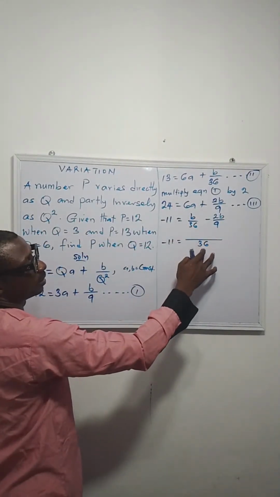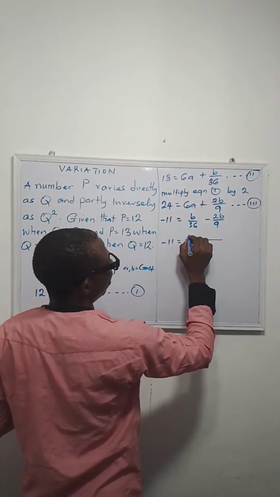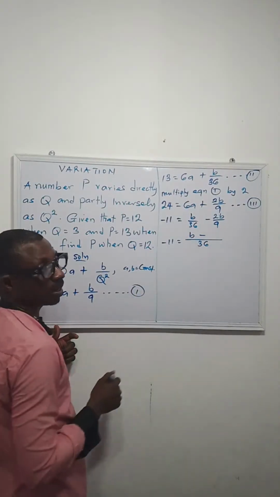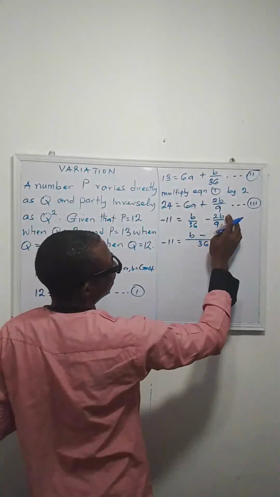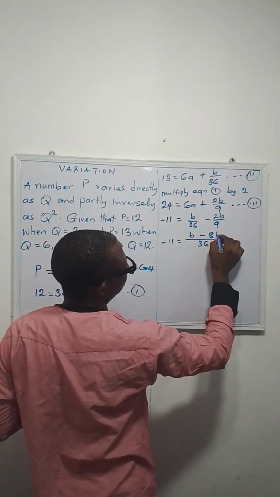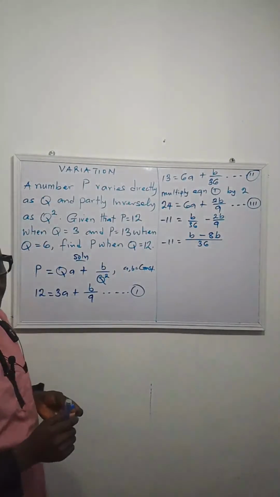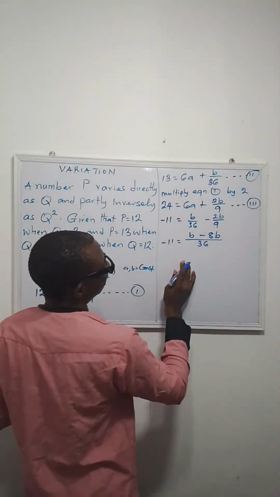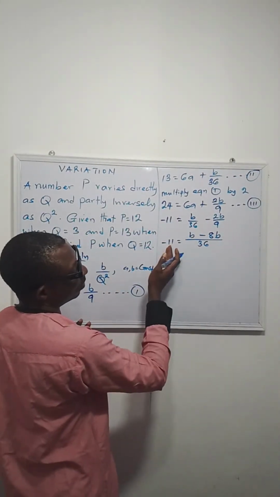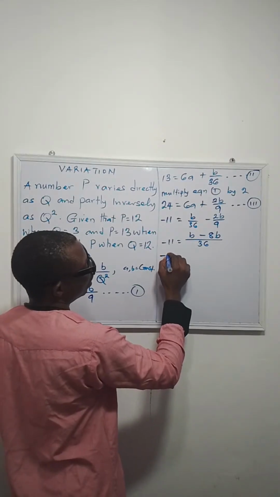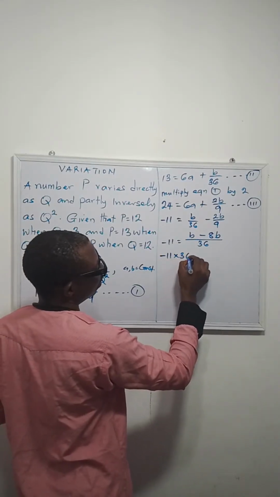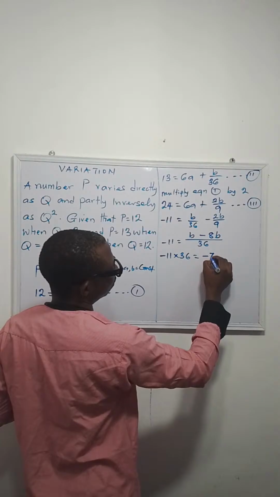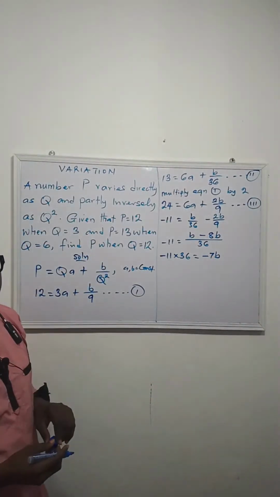So now 36 goes in 36 is 1. So 1 times b, we have b minus. Now 9 goes in 36 how many times? 4. So you multiply that with this, you have 8b, 4 times 2 is 8. Hope you get that. All right, so now the next thing is to cross multiply. Let's cross multiply. We have minus 11 times 36 equals to, so when you subtract this from this, you have minus 7b. So that's what we have.